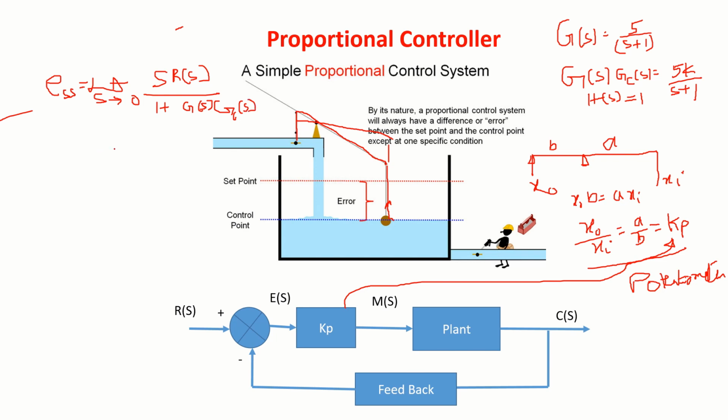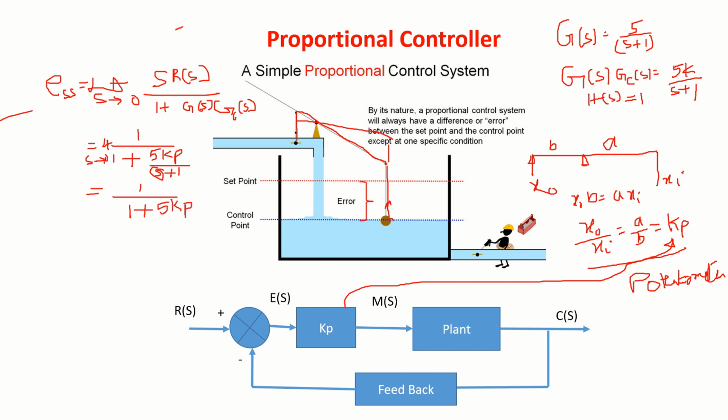So suppose R(s) is a step input, that is 1/s. The s will cancel, then it will become 1/(1 + G(s)Gc(s)). Let us say G(s) is 5, and K is nothing but, say, Kp, s plus 1. So it is the limit as s tends to 0. This is 0. Then this will be 5 into Kp. Here it will be 1/(1 + 5Kp).